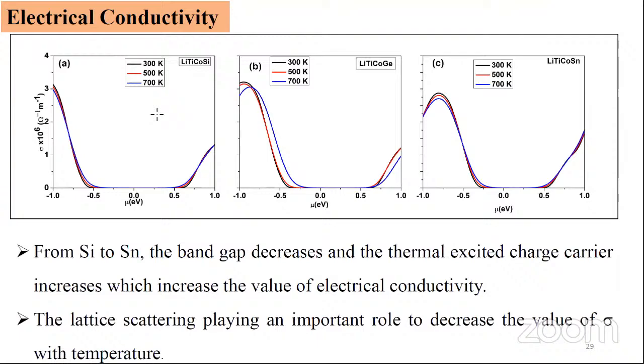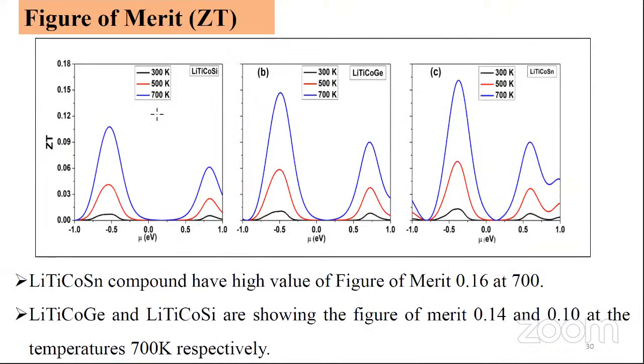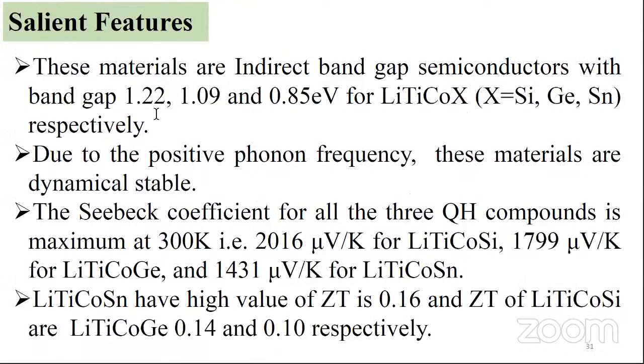So finally, we have calculated the value of figure of merit. In the case of lithium titanium quartz tin, it has a high figure of merit value, which is 0.16 at 700 Kelvin, which is less as compared to the other state-of-the-art materials like bismuth telluride. But we can enhance this value with doping, strain and pressure. So these are the important features of this work.